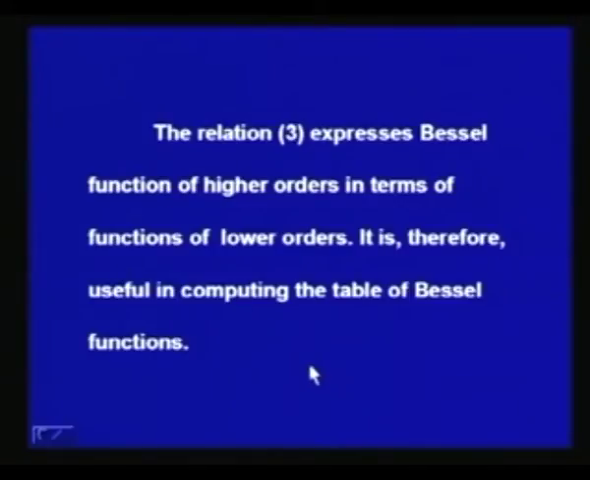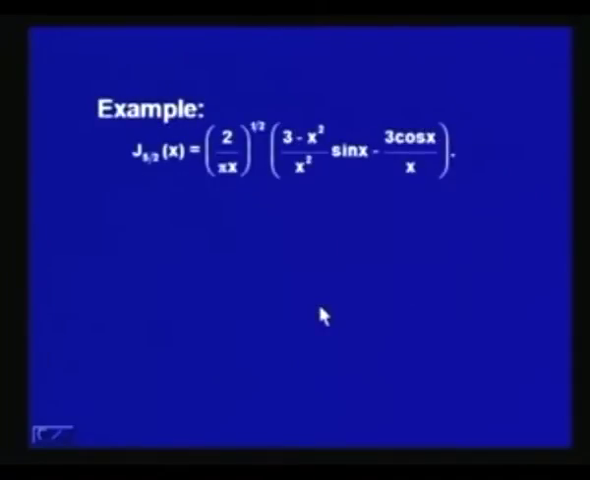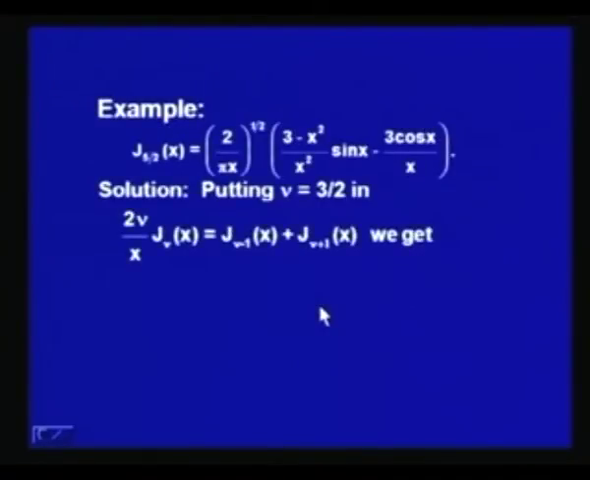This formula is therefore useful in computing the table of Bessel functions. Let us take an example based on this recurrence relation. Let us show that J_{5/2}(x) = (2/(πx))^{1/2} [((3 - x²)/x²) sin x - (3 cos x)/x]. So, let us put ν = 3/2 in the recurrence relation.